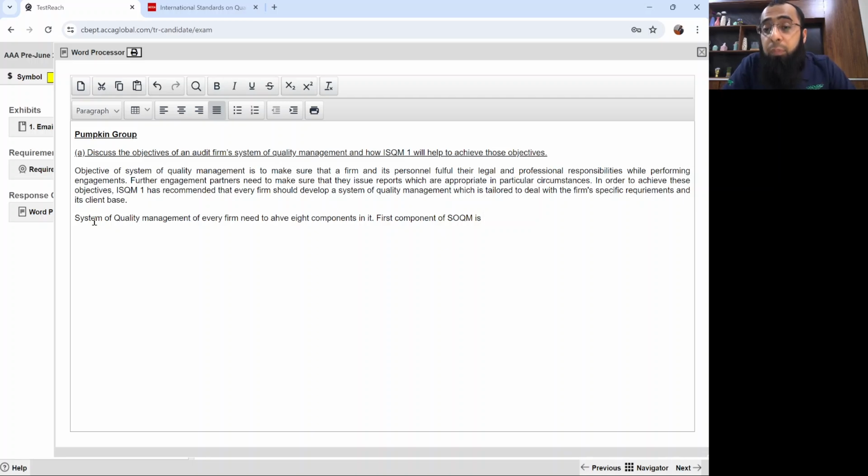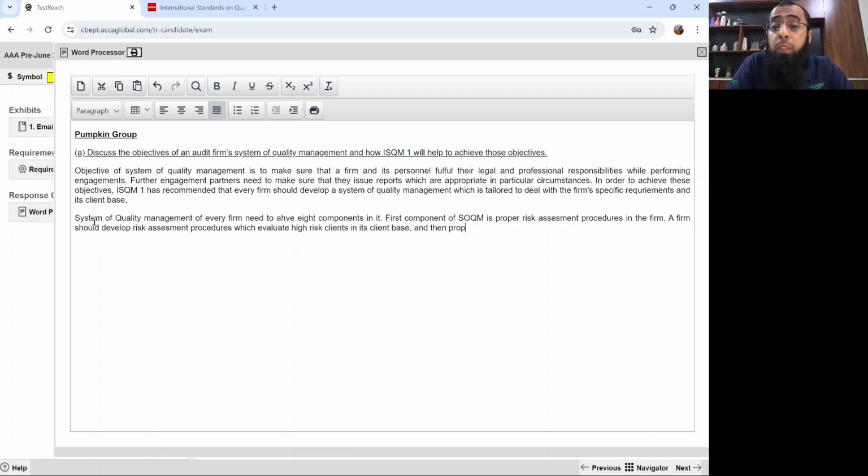The first component of system of quality management is proper risk assessment procedures in the firm. A firm should develop risk assessment procedures which evaluate high risk clients in its client base, and then proper responses are developed in order to deal with those high risk clients. This risk assessment should be done as an ongoing process.